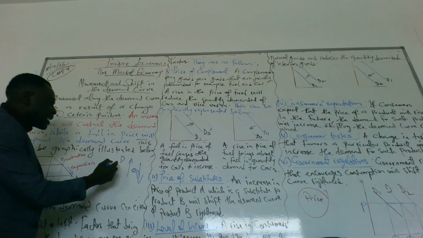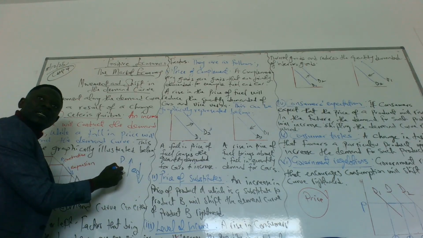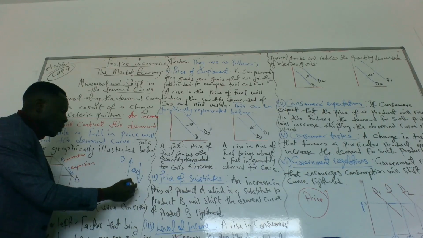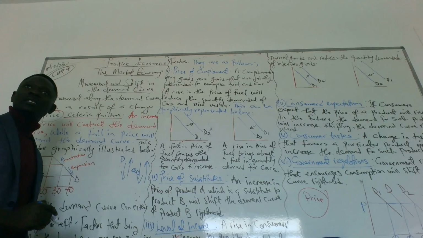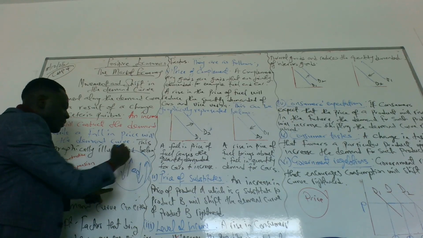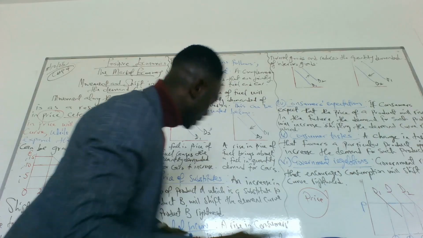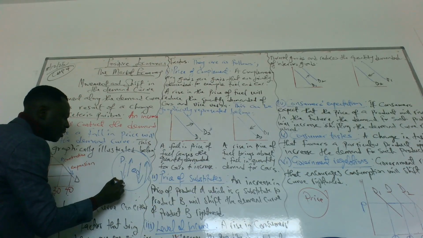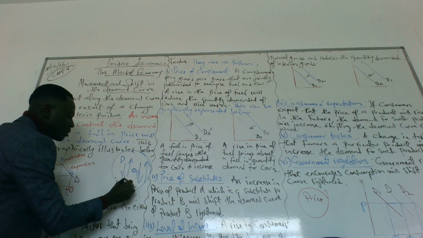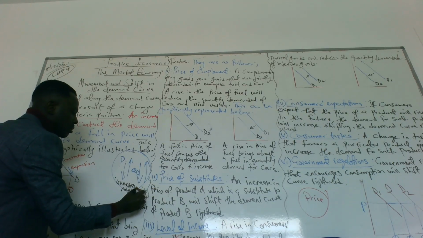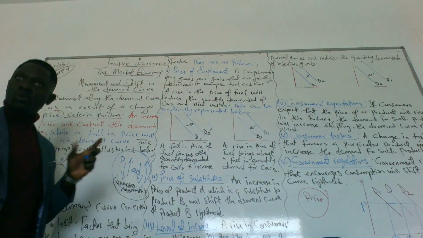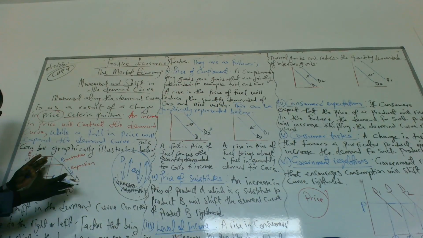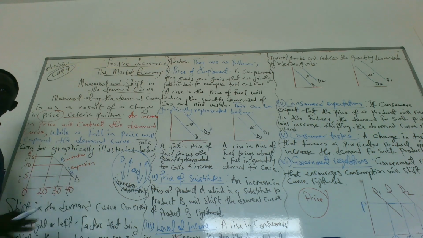So when price increases, the quantity demanded falls. When price falls, the quantity demanded increases. We said there's what? Inverse relationship. So the law of demand here is what we use in explaining the contraction and expansion in the demand curve.